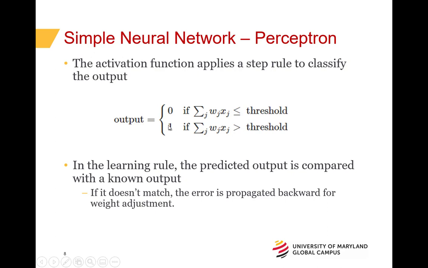So in the learning rule, this particular output is compared to a known output or the desired output, because this is supervised learning where you have a desired outcome and then the result is compared to that. If you need to adjust the weights further, then you have to compare the result. And if it doesn't match, the error is propagated backward to the weight adjustment.